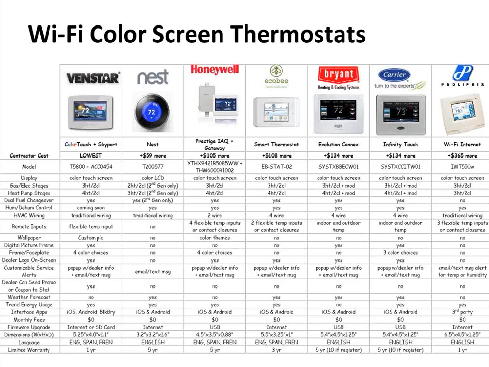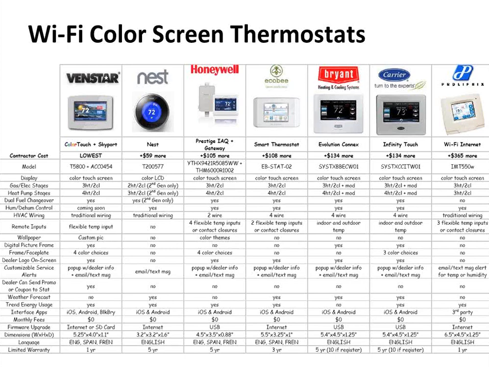They all do it a little bit differently. The Honeywell, Carrier, and Bryant ones do it over USB connection. The Nest, Ecobee, and Prolifics do it over an internet connection. And the Ventstar does it over the SD card, although it should be doing it over the internet, I believe is a new feature coming. The dimensions are all on there.